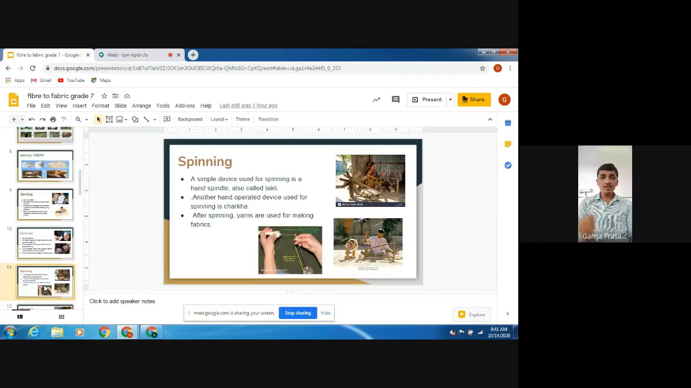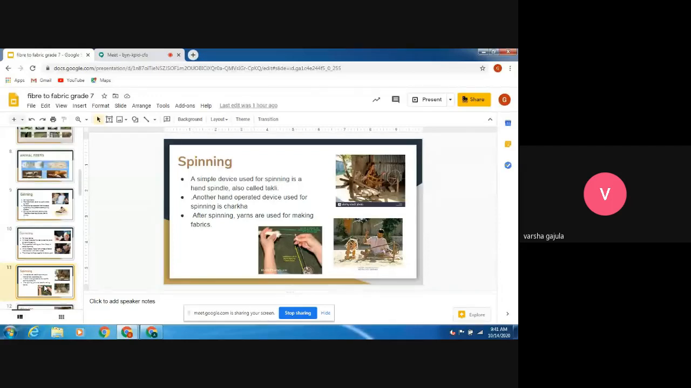In earlier days, people used a small device called takli. By using this takli, they would prepare yarn. And after some days, they used the charkha. If you watch Gandhiji during the independence movement, it is very famous, using the charkha to make yarn, right? He said don't wear other clothes.